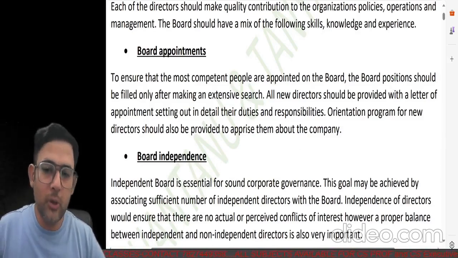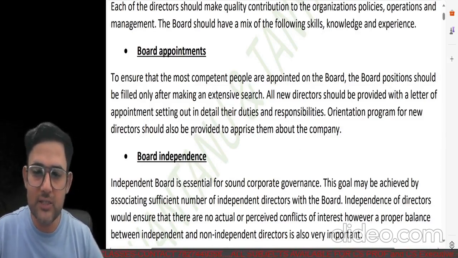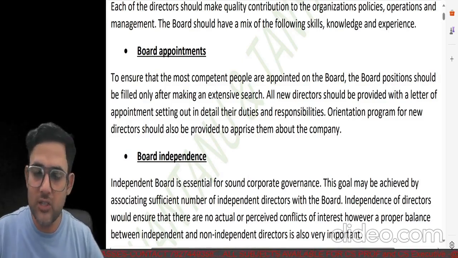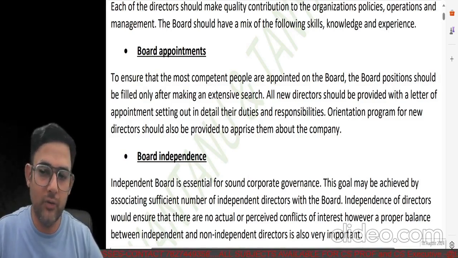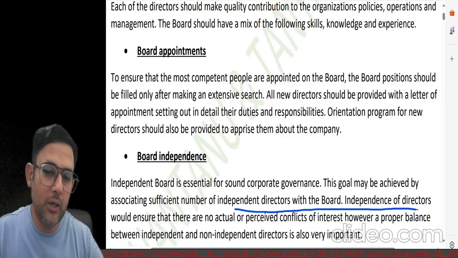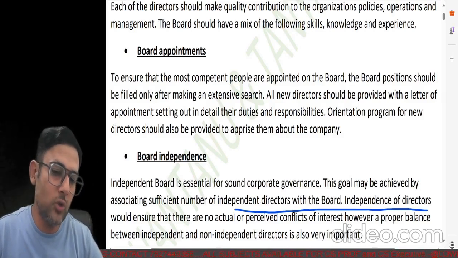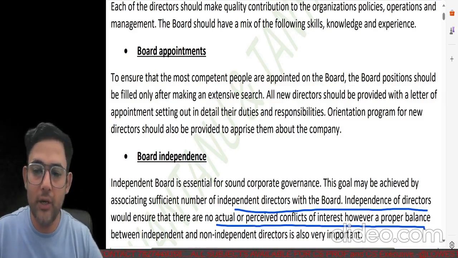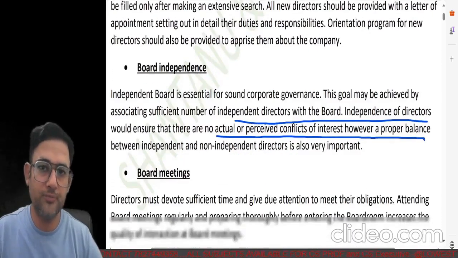Now, talking about board independence, let's try and read something from here. It says, independent board is essential for sound corporate governance. The goal may be achieved by associating a sufficient number of independent directors with the board. Independence of the board would ensure that there is no actual or perceived conflict of interest. However, a proper balance between independent and non-independent directors is also very important.